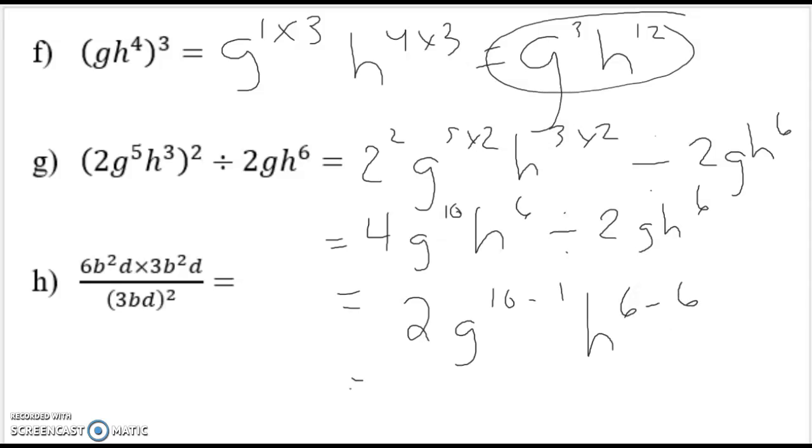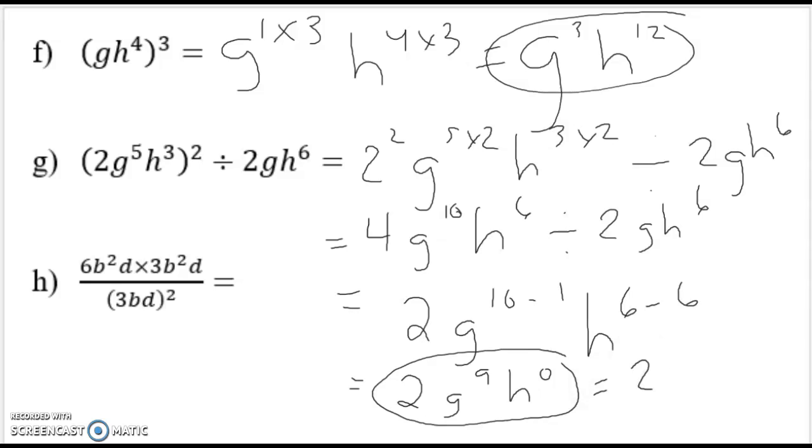Okay, so let's simplify. So the 2 stays out in front. G is now to the exponent 9, and H is to the exponent 0. And this is your final answer. And technically anything to the 0 is just 1. So it could be written as this, 2G9. You don't even have to put the H in.